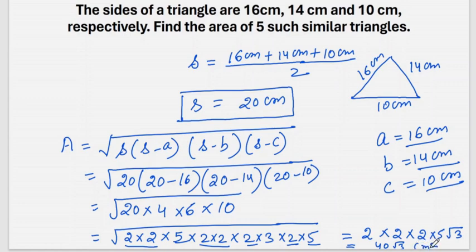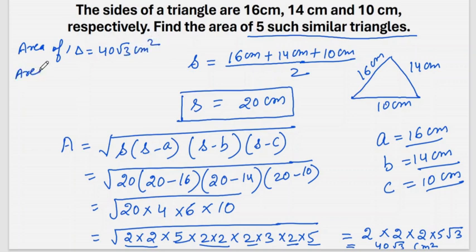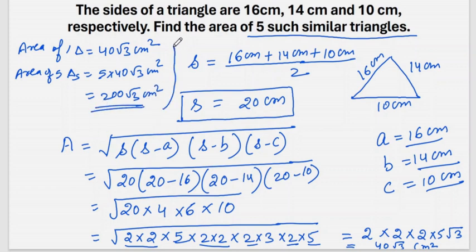Okay. So now we have got the value of area of one triangle. They have asked me to find the area of 5 such similar triangles. So if area of one triangle we have got as 40 root 3 centimeter square, we can calculate the area of 5 such triangles. So what is that? That is 5 into 40 root 3 centimeter square. So it is 200 root 3 centimeter square. So this is your final answer. Okay.